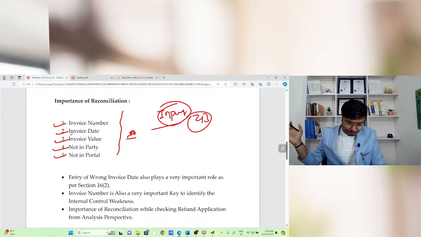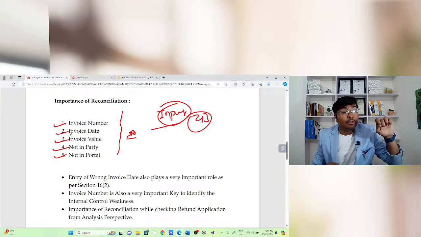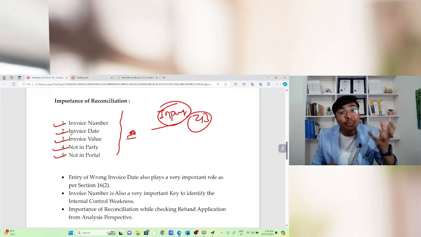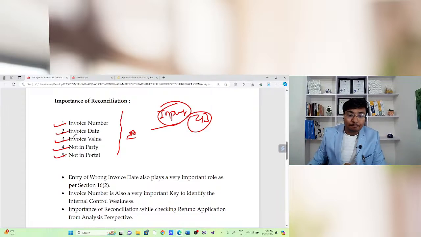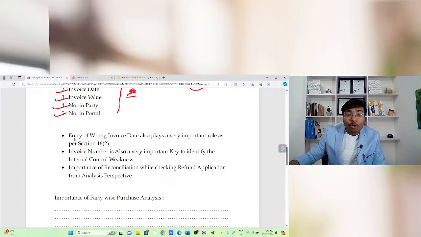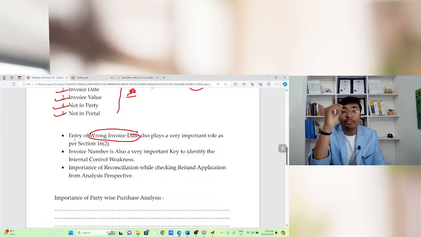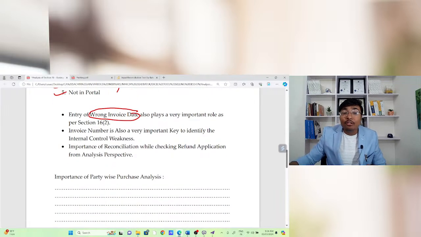Because very recently the GSTN Council has also announced that we need to focus more on internal control and on the compliance check. Okay, now what will be the effect of entry of wrong invoice date? We have already covered the effect of a wrong invoice date. Invoice number is also a very important key to identify things.